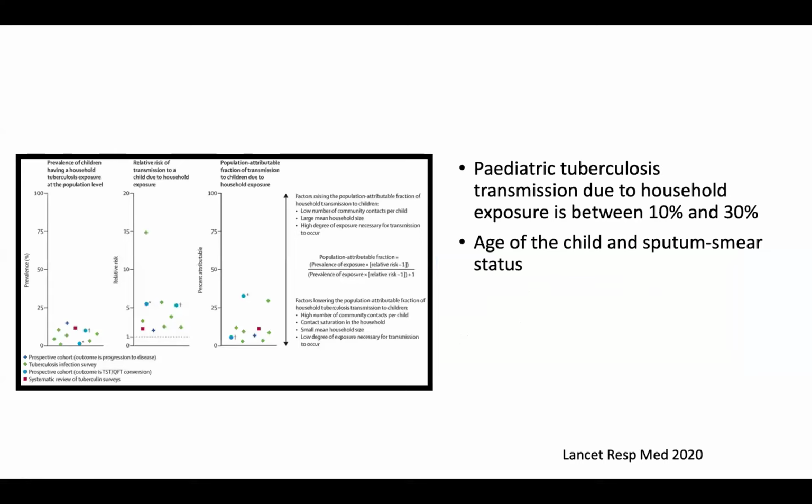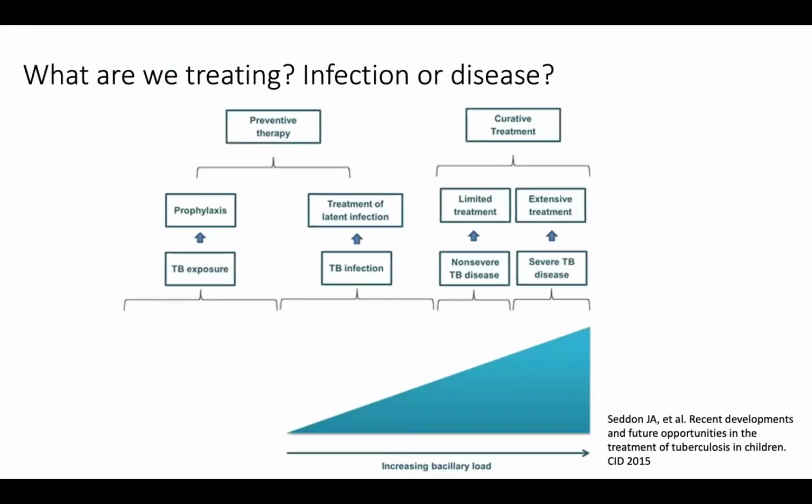We know that the majority of pediatric tuberculosis transmission is due to household contact, but in actual fact, we also know that in South Africa, where there's a high force of infection, a lot of those exposures are actually also happening outside of the home. And the risk of becoming infected and becoming disease is really dependent on the sputum smear or how contagious the contact is, as well as the age of the child and the HIV status.